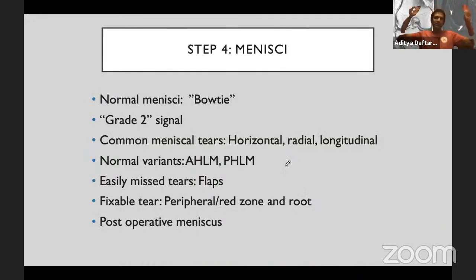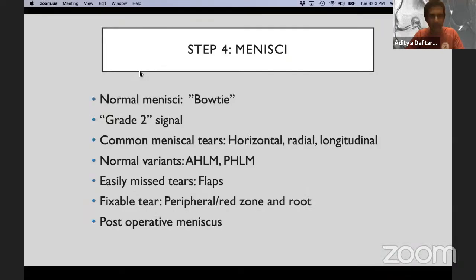So we've looked at the normal meniscus, we've talked about grade 2 signal, we've talked about some common meniscal tears, some normal variants, the easily missed tears, those flaps, bucket handle components, transected buckets. We've talked about fixability of a tear in terms of whether it's peripheral, red zone, and root. And then we've talked about the post-operative meniscus. So I will stop with that and let Sajeer take things from here.